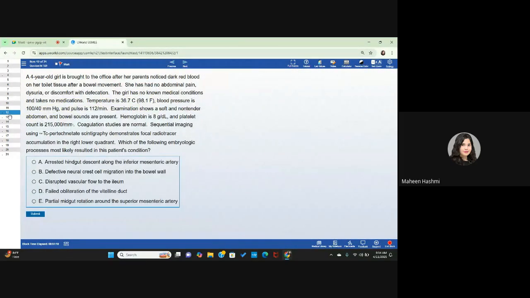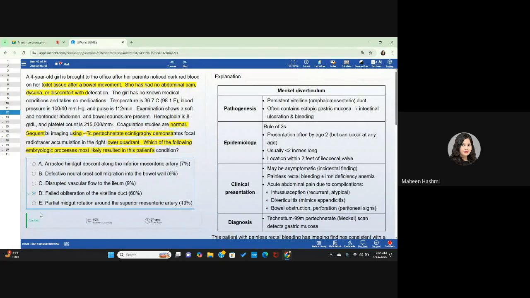Okay, next question. Coagulation studies are normal. Sequential imaging using pertechnetate scintigraphy demonstrates focal radiotracer accumulation in the right lower quadrant. Which of the following embryological processes likely resulted? Where do you use pertechnetate scintigraphy? Meckel's diverticulum. The technetium scan is diagnostic for Meckel's diverticulum, and it's because of failed obliteration of the vitelline duct.